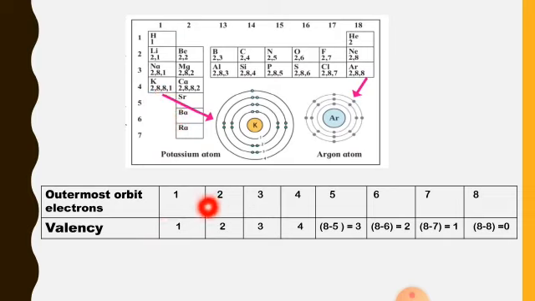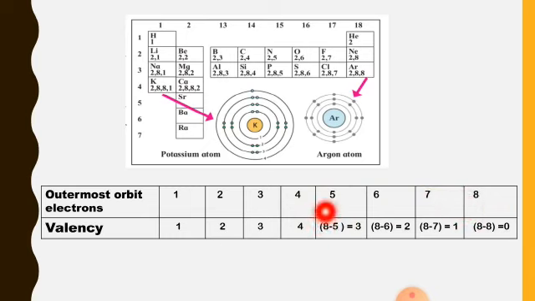If the outermost orbit has 2 electrons, then its valency is what? 2. If the outermost orbit has 3 electrons, then its valency will be 3. Then if the outermost orbit has 4 electrons, then its valency will be 4. But here you can see that after 4 outermost orbit electrons, there is some change in finding the valency. So how is that possible?